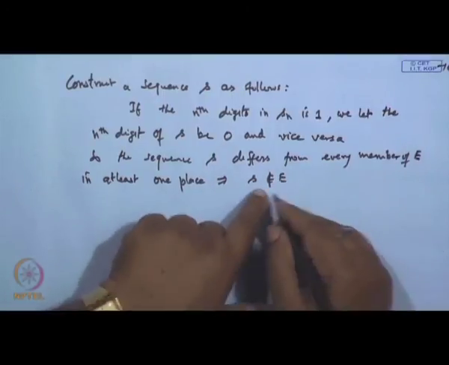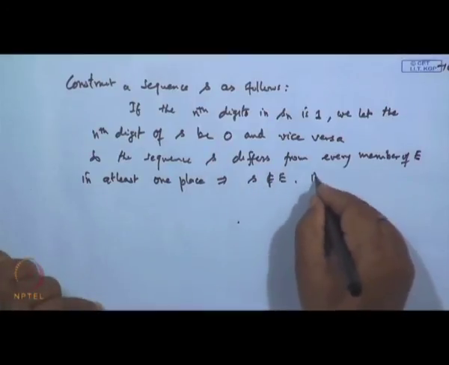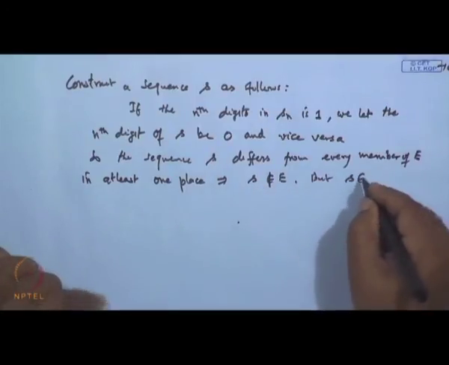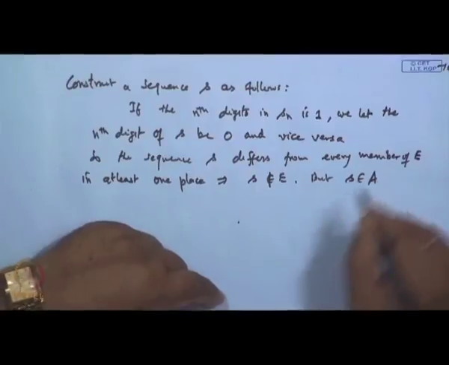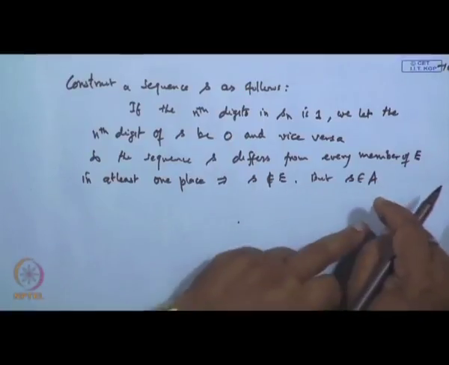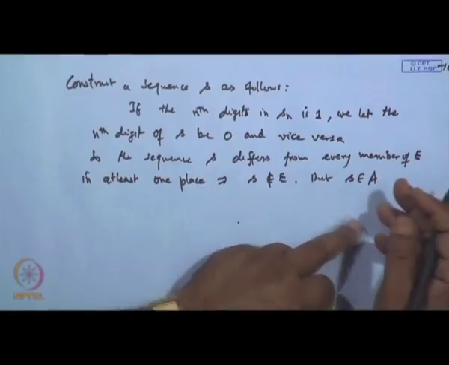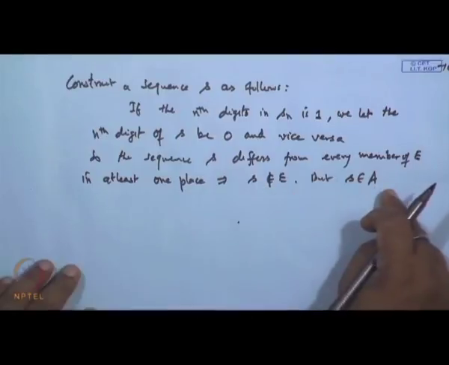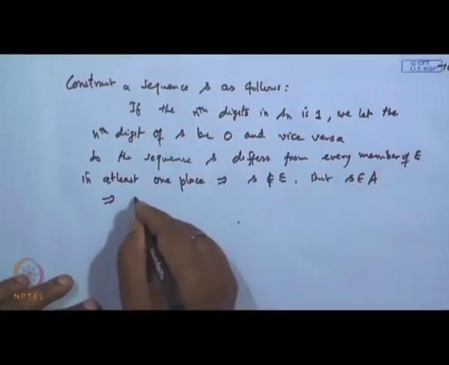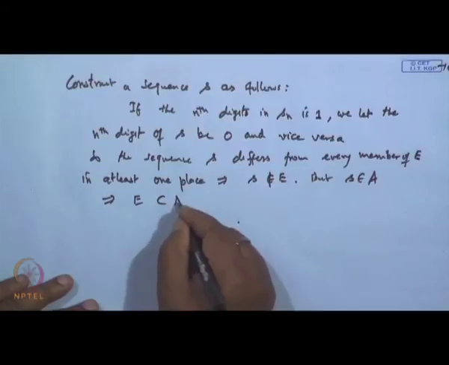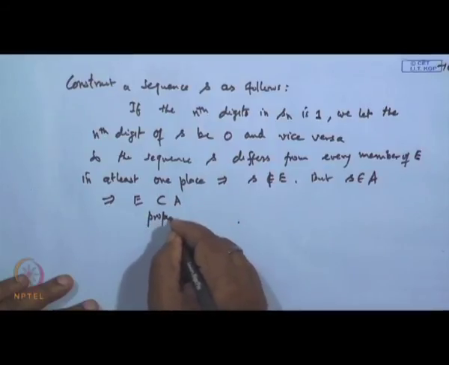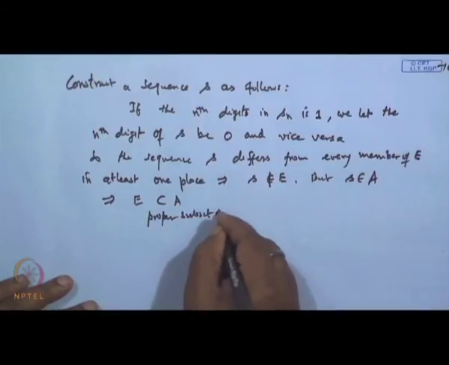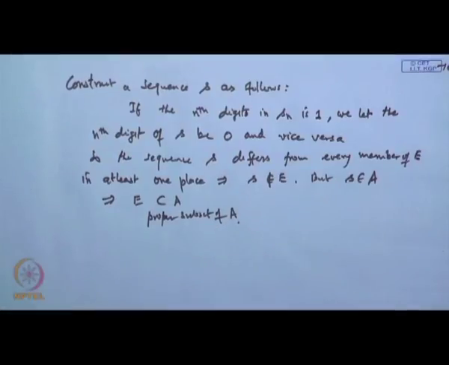But S is an element of what? A, because A is the collection of all such sequences whose digits are either 0 or 1. So E is a proper subset of this. This implies E is a proper subset of A.